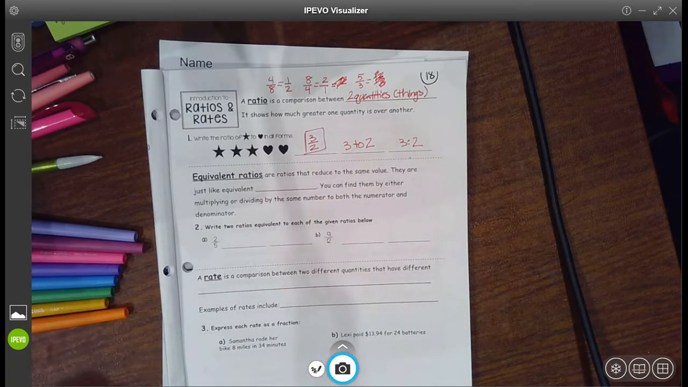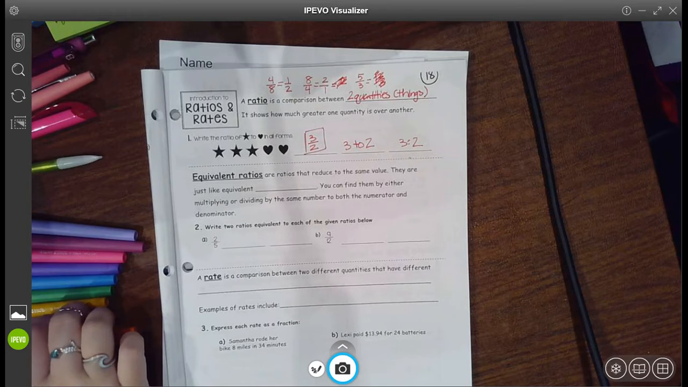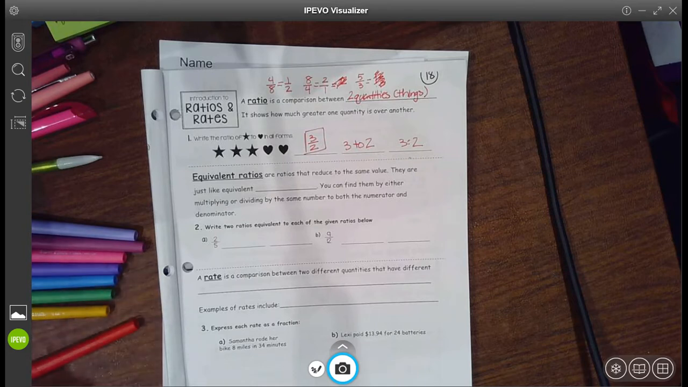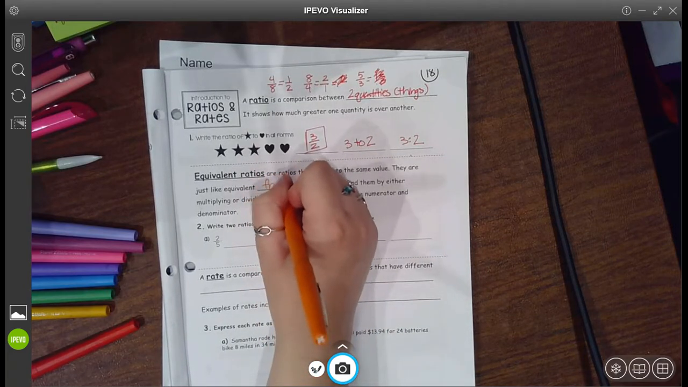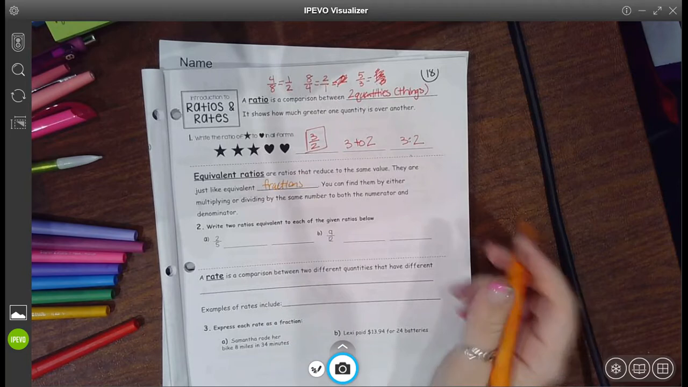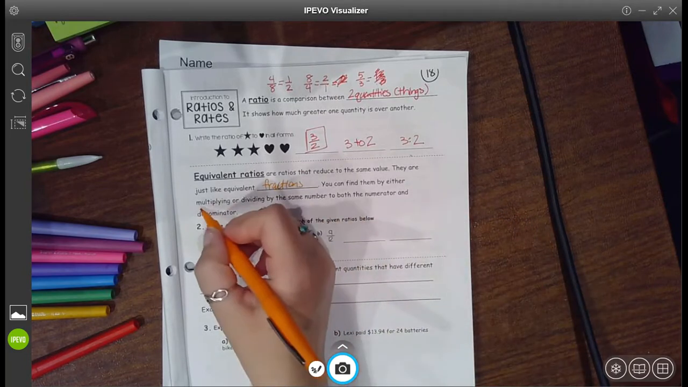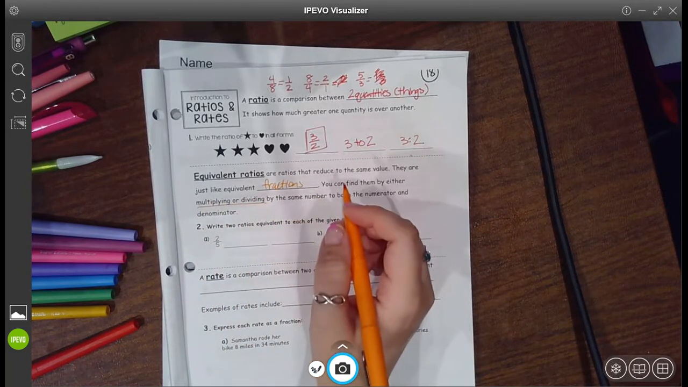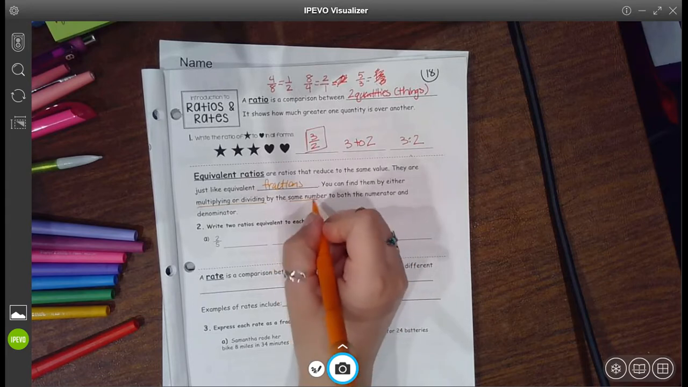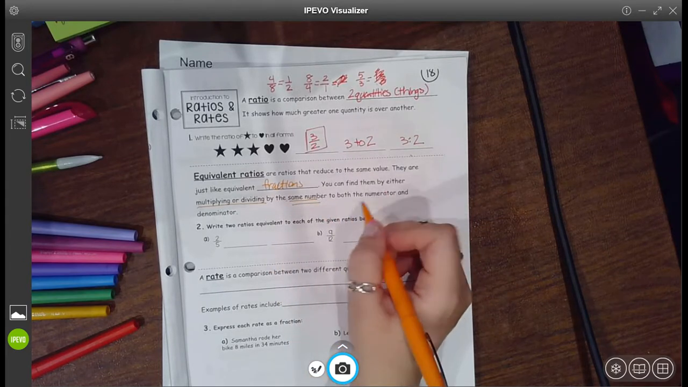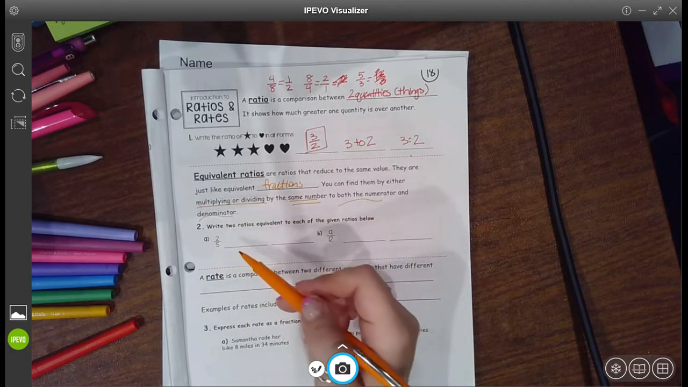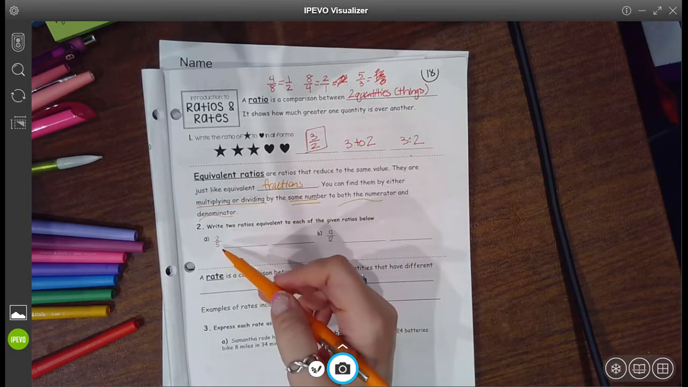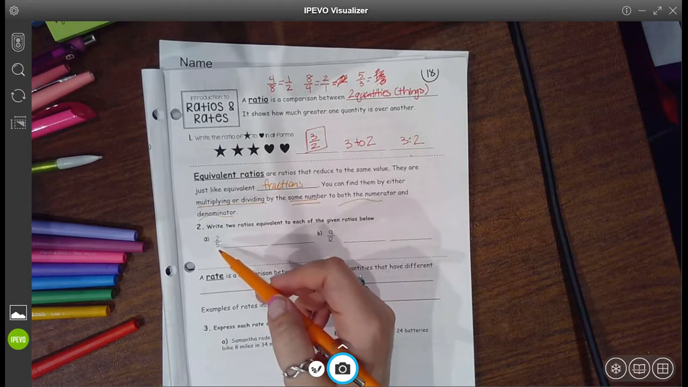Okay, now as we said, we most commonly use this one because it's easier if we wanted to create equivalent ratios. Equivalent ratios are kind of just like equivalent fractions. They're ratios that reduce to the same value. Okay, so again, just like equivalent fractions, you can find them by either multiplying or dividing by the same number to both the numerator and the denominator. So you can multiply or divide by whatever you want as long as you do the same thing to both the top and the bottom.